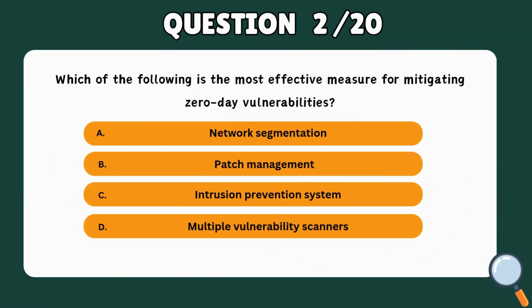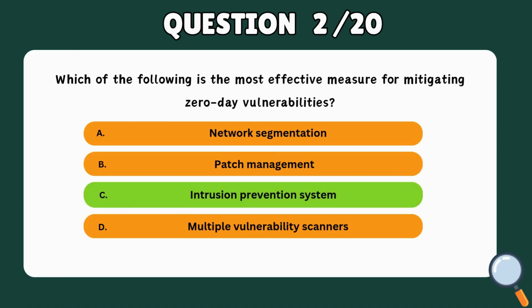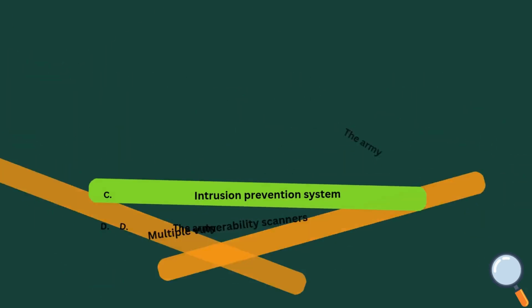Question 2. Which of the following is the most effective measure for mitigating zero-day vulnerabilities? A. Network segmentation. B. Patch management. C. Intrusion prevention system. D. Multiple vulnerability scanners. Correct answer. C. Intrusion prevention system.